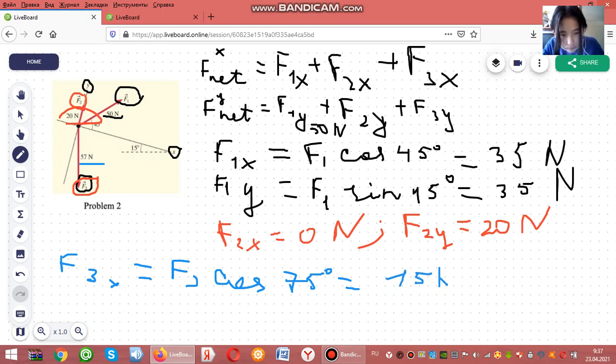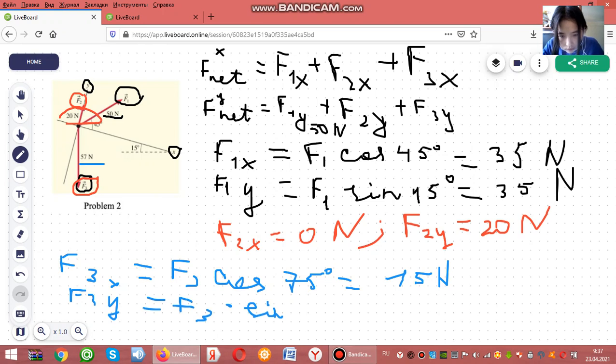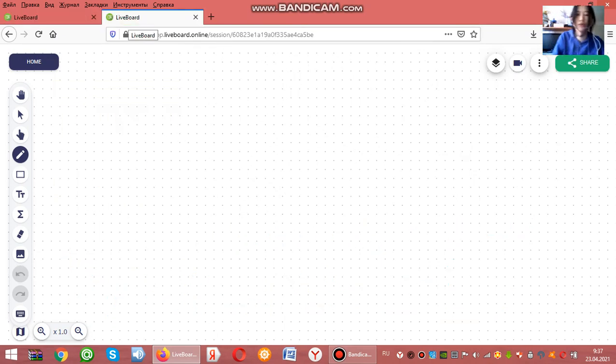And what about the F3y? F3y equals F3 multiply sinus 75. Okay, it will equal to negative 55 Newton. Okay, let me move to another new page. So here we find all numbers, let's say, for x and y of each force.